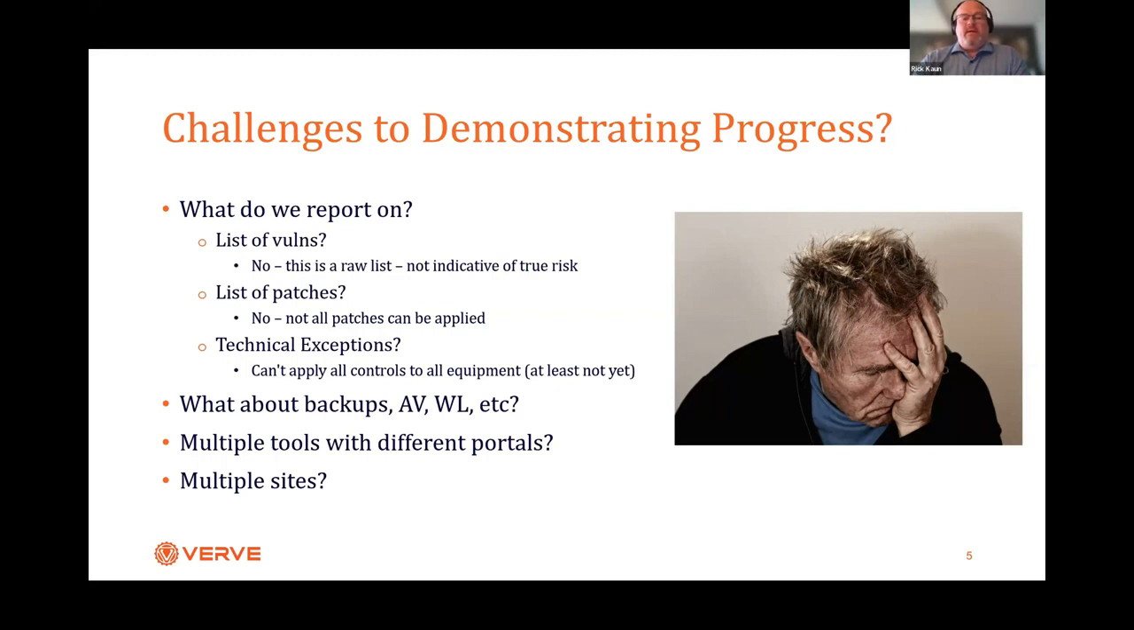Same goes for patching. Not all patches can always be applied. And so we could say that we went from 800 down to 700 and high five ourselves, but people would say, why still 700? Well, if 400 or 500 of them aren't applicable or can't be done, that's actually a pretty good reduction. But again, without context, we don't know if we're actually moving the needle or if we're not.